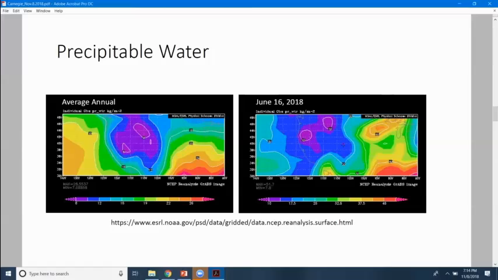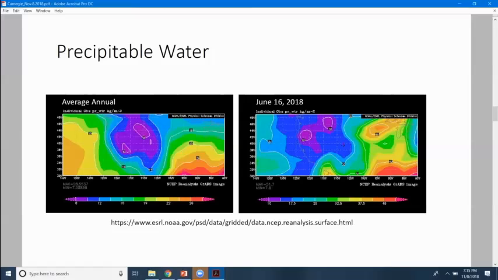You can see here, for Houghton, we're sort of in the light to dark blue. But on June 16th, you can see what the pattern looked like. In Houghton, we were in this orange color, with a very high bullseye over in Wisconsin moving towards us. So we had as much water vapor in the atmosphere above us as places in Louisiana and Alabama. That's why it felt like Louisiana and Alabama that day, right?